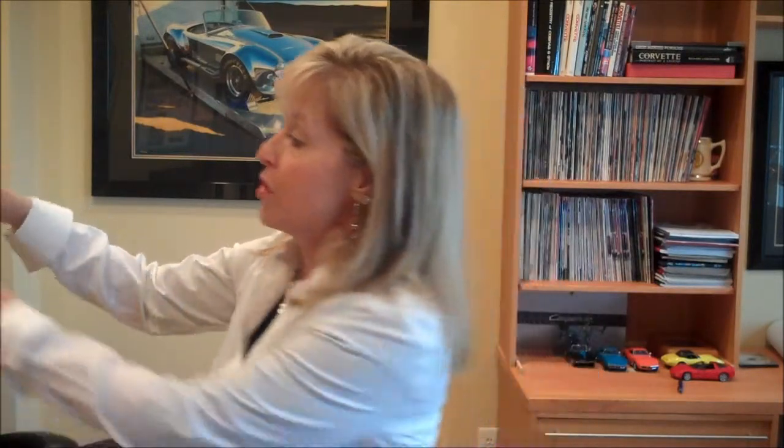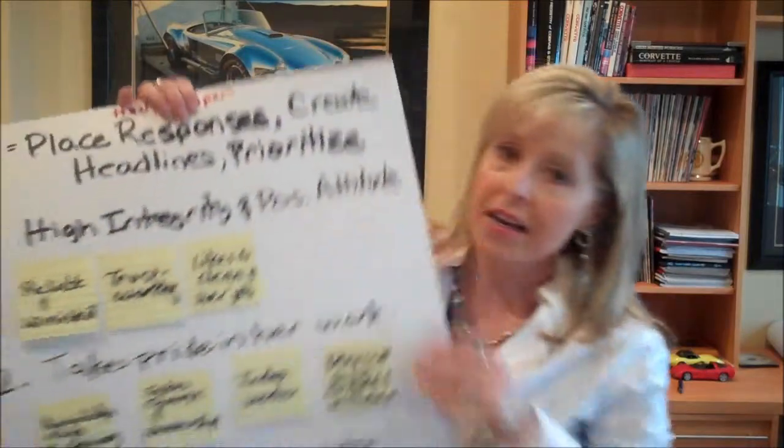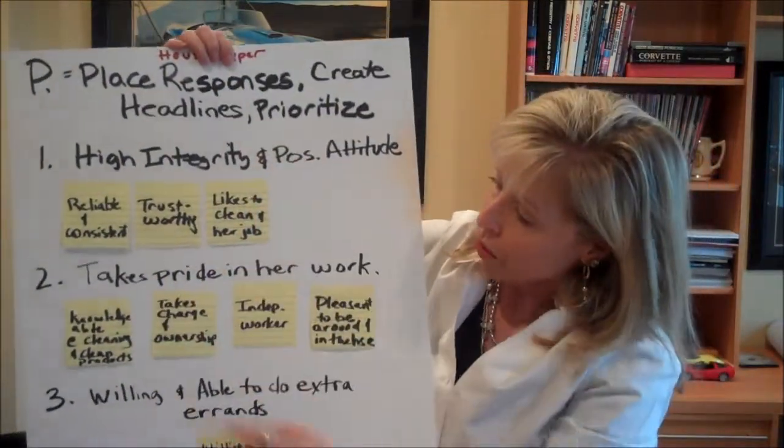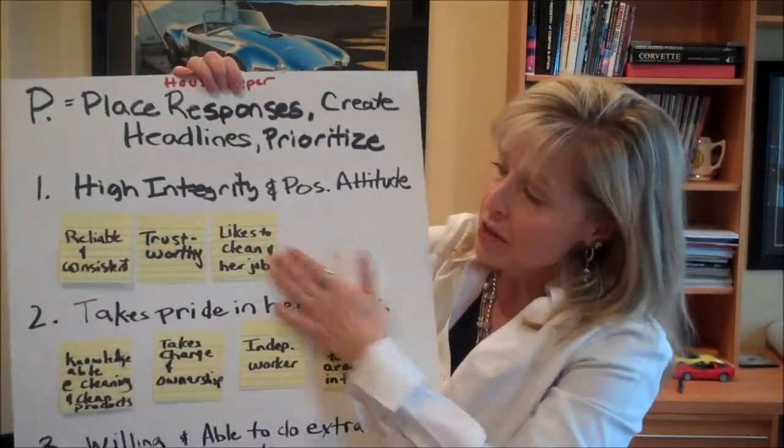So basically what we're trying to do is create a dashboard, so we only have 3 to 5 focus areas in the position. So here's what I came up with for the housekeeper. I took my items, I grouped them together, and I came up with 3 categories. So I group them first. These things are alike.